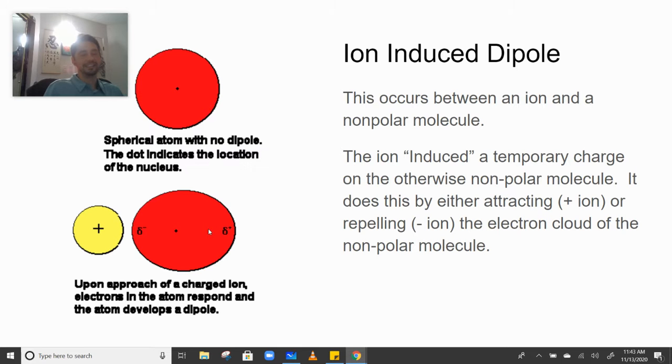Sound loud. Okay, so this will only be negative and positive as long as that ion is there. Okay, so that's why we call it induced. It's induced by the ion. Okay, the dipole is induced by the ion. The ion induces a temporary charge on the otherwise nonpolar molecule.